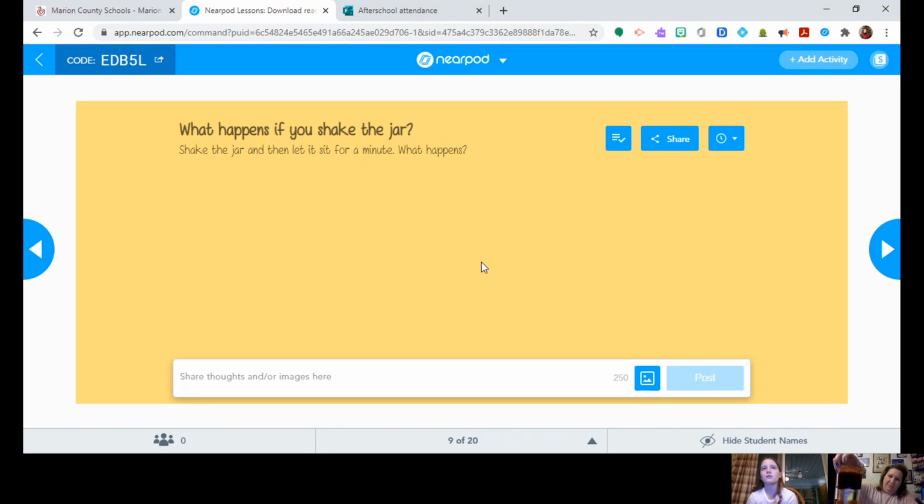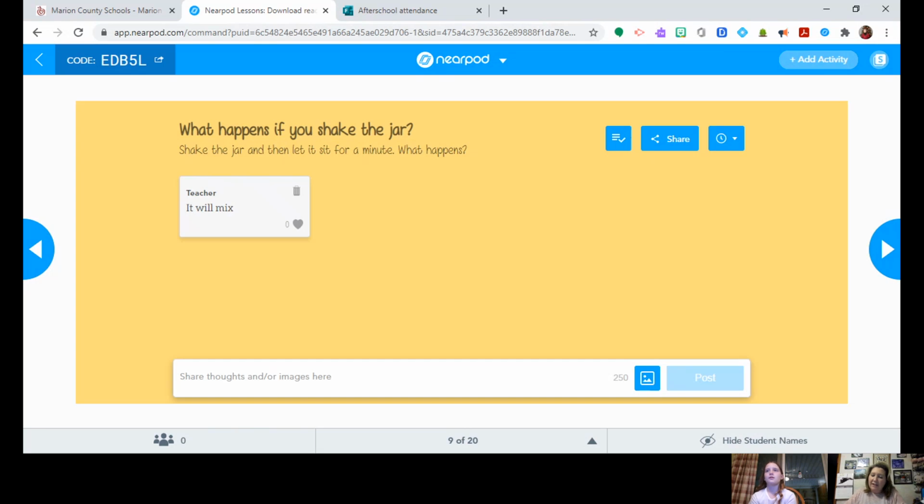It'll probably all mix. Okay, then what do you think will happen if I let it sit? It'd probably go back to normal. What do you mean by go back to normal? Probably just sit there. Do you think it'll sit there all mixed up, or do you think it'll go back to the layers that we have now? Back to its layers. Why do you think that? Because if it's the top one and then if you shake it, it's not heavier than the other ones.